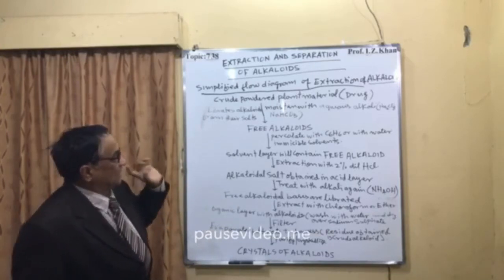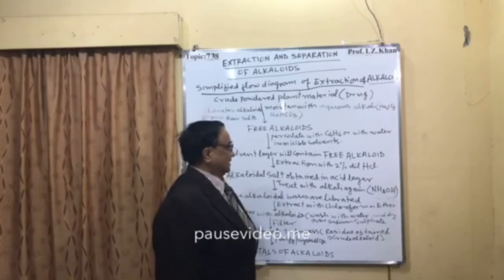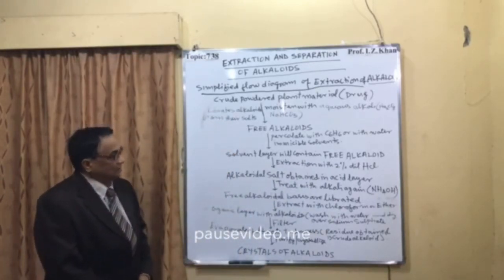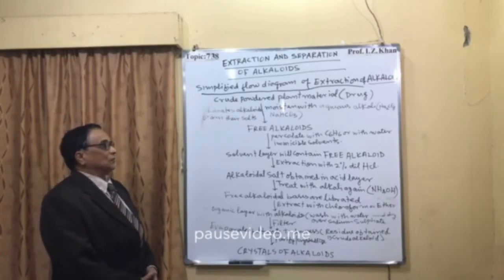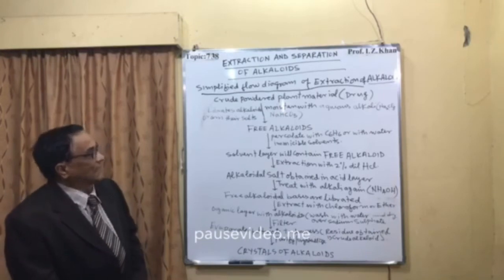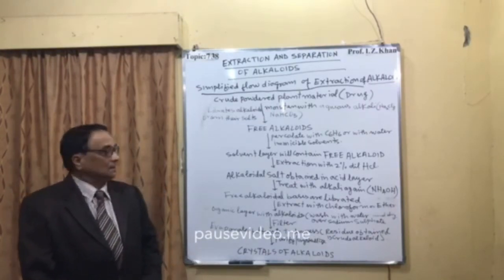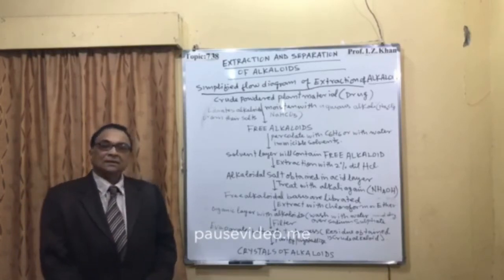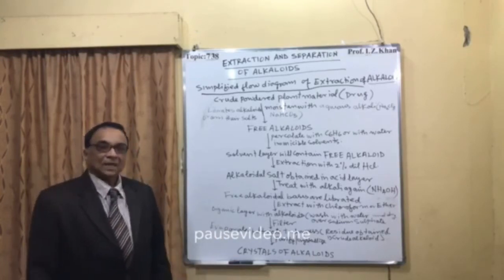Now, then again it is extracted with 2% dilute acid, so that with that treatment, the alkaloidal salt is obtained in the acid layer. It will form the alkaloidal salt, because the base will combine with 2% HCl, and you will get the acid layer. Then treat with alkali, that is ammonium hydroxide, again to convert it into base.